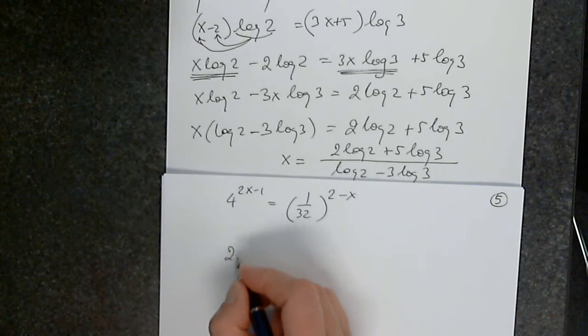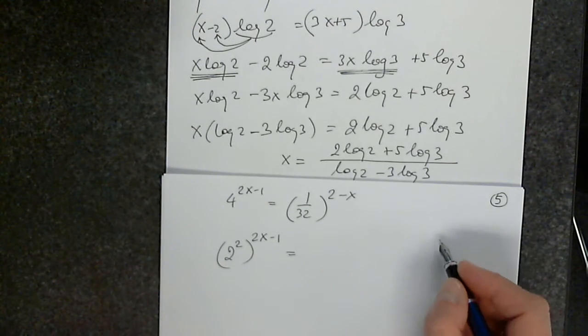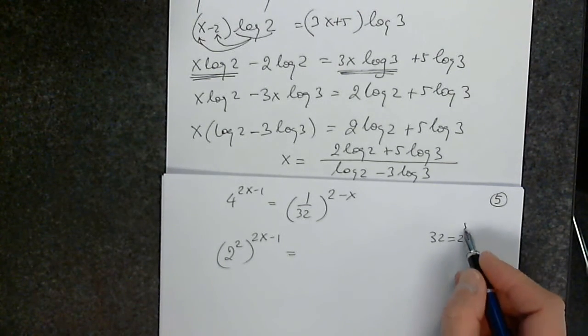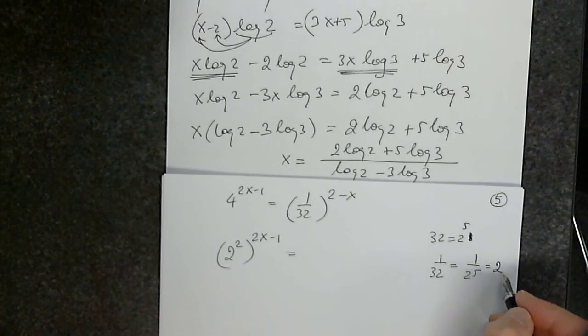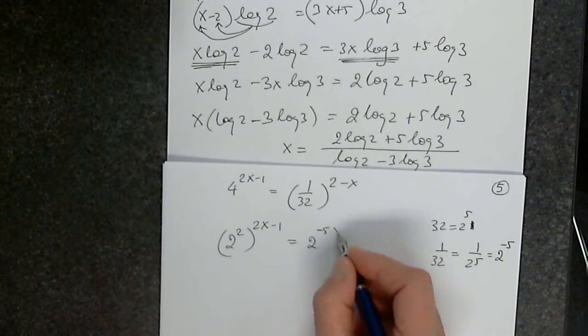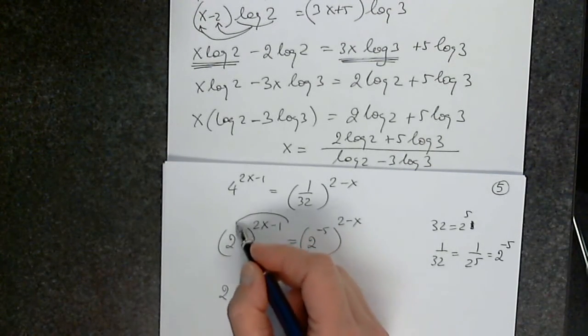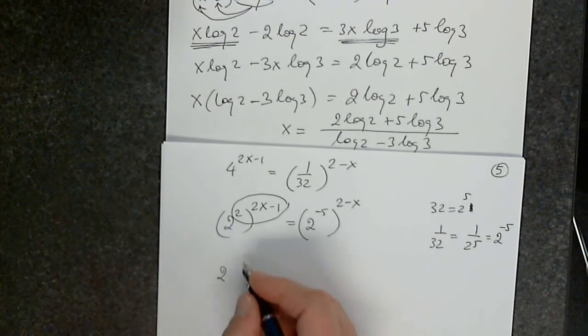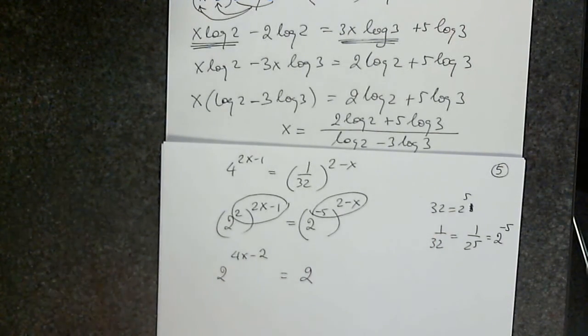So I know that 4 can be presented as 2 squared raised to 2x minus 1. Now I hope you agree that 32 is 2 to the 5th. And 1 over 32 is 1 over 2 to the 5th, which is 2 to negative 5. We agree on that? So then the right-hand side is 2 to negative 5, everything raised to 2 minus x. Since both sides have the same base, I will copy the base, and what do I do with the exponents? Right, so I have 4x minus 2. I copy the base, what do I do with the exponents? Right, negative 10 plus 5x.